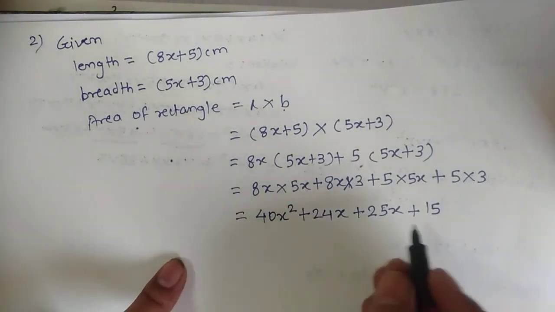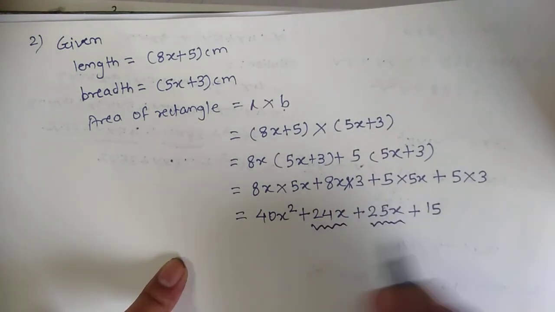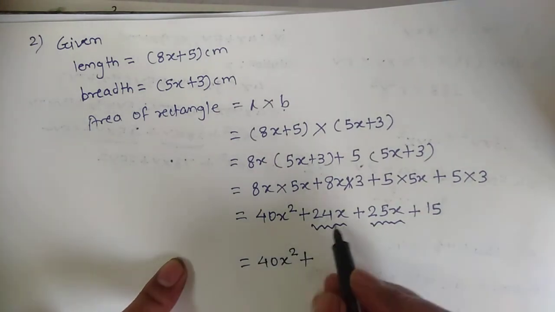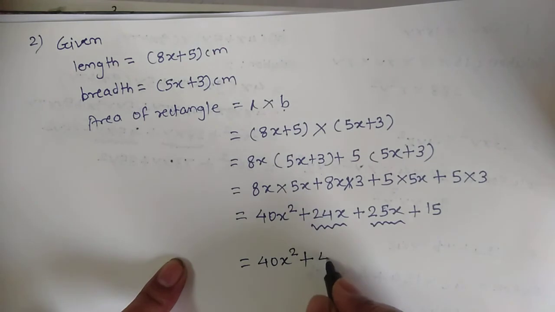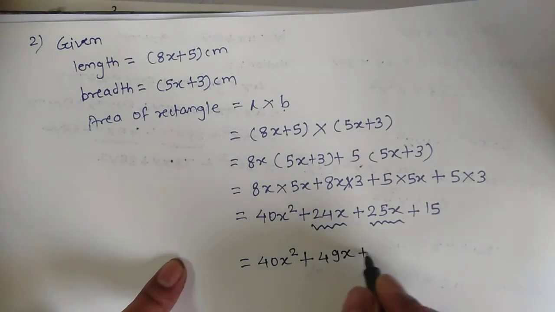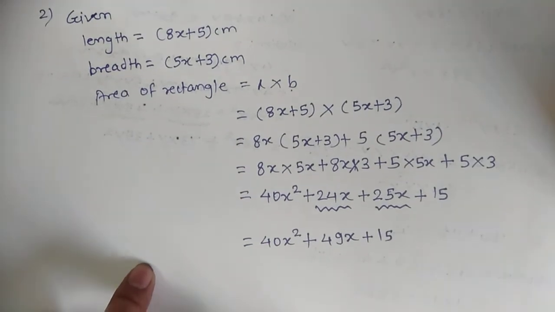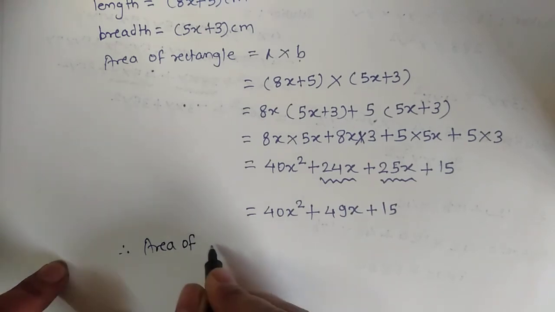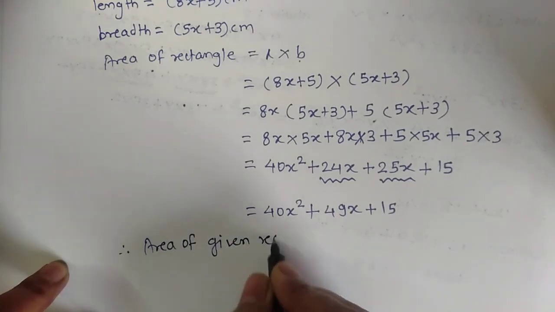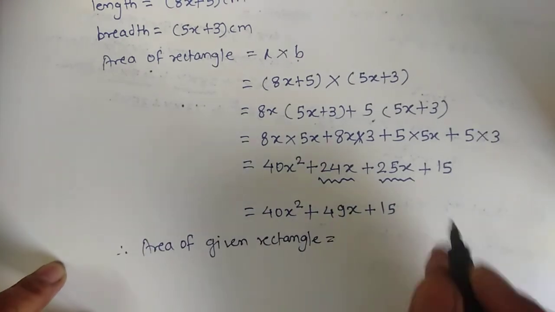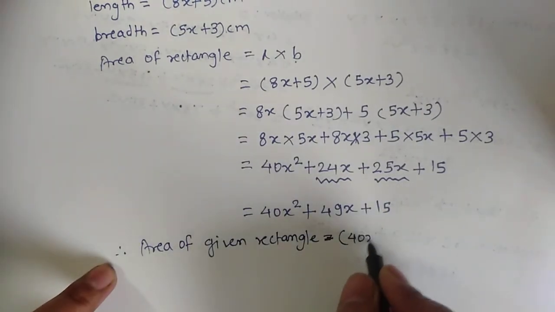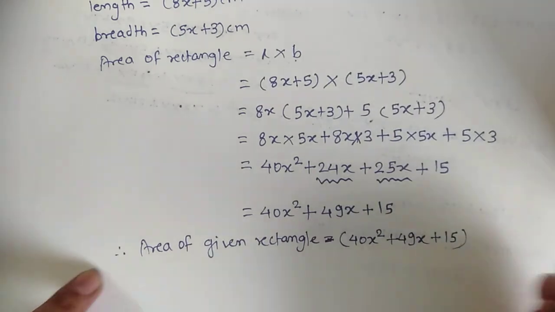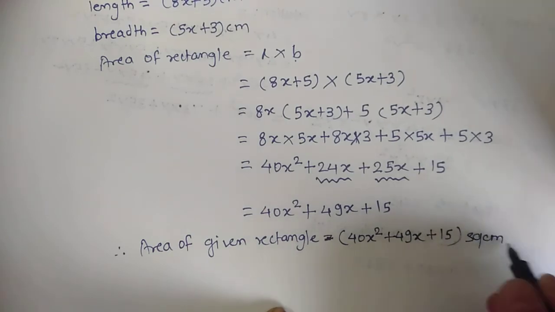Now check whether any like terms are here. Yes, middle two terms are like terms. So take the addition there. 40x square plus 24 plus 25 is 49x plus 15. And this is the final answer. So therefore, area of given rectangle is equal to 40x square plus 49x plus 15 square centimeter.